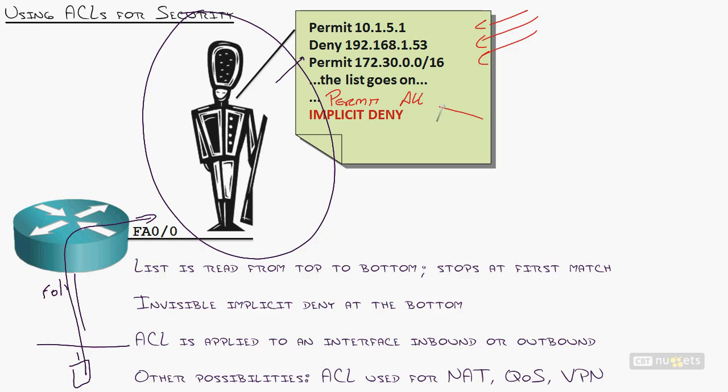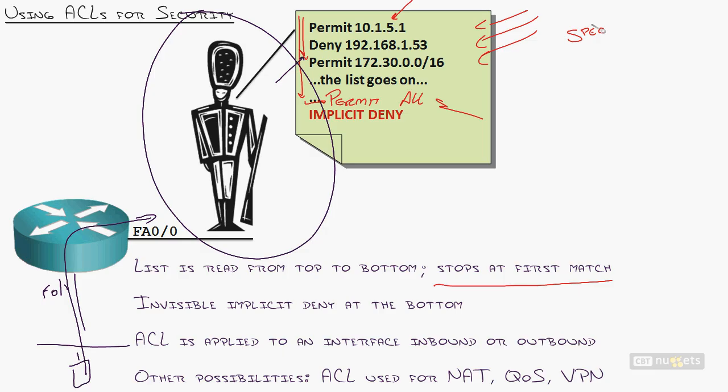Now, the implicit deny is still there. However, as the packet moves down and hits that permit all, one of the things you'll want to know in your rules is that the packet will stop at the first match. It reads from top to bottom. As soon as it gets matched, like if it's 10.1.5.1, then that packet does not go through any more processing. Because of that, Cisco recommends, and just good design, to put your more specific statements at the top of the list.